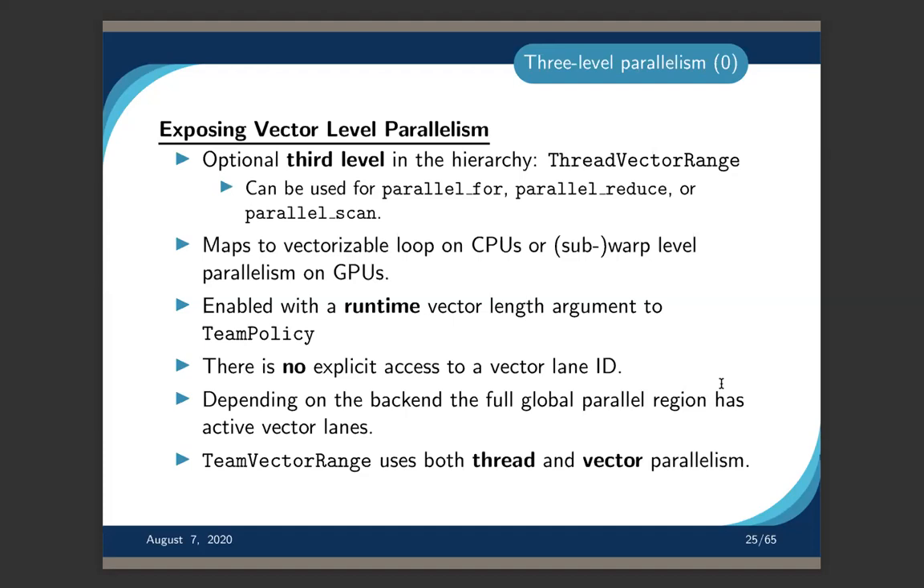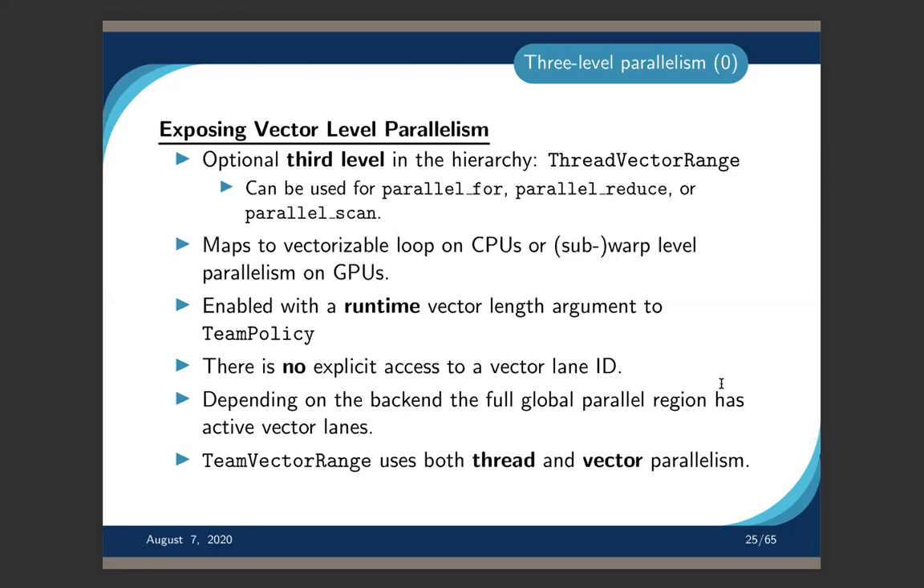The vector length, or the desired vector length, is actually provided as a runtime argument to the team policy. What you do not have is explicit access to a vector lane ID. Okay, you can only use that implicitly through nested loops with a thread vector range.